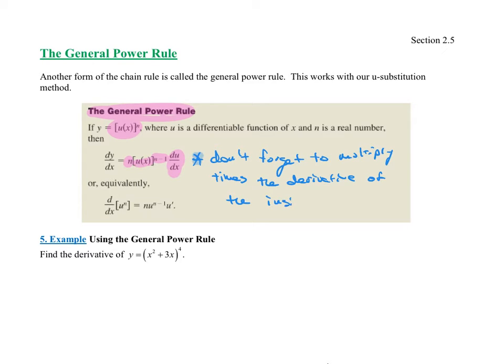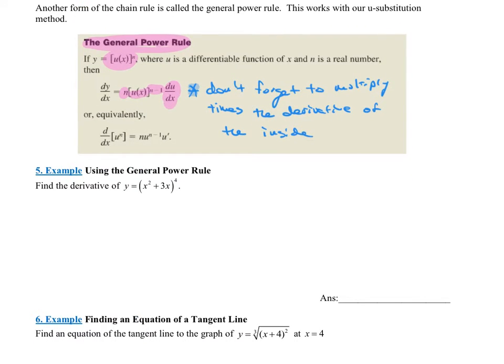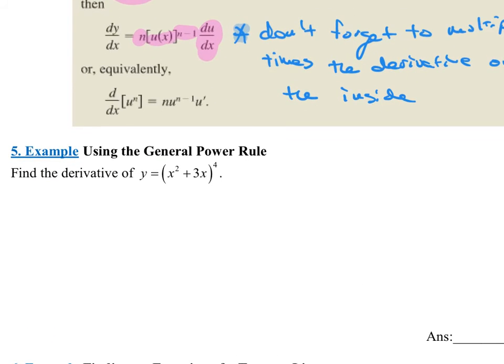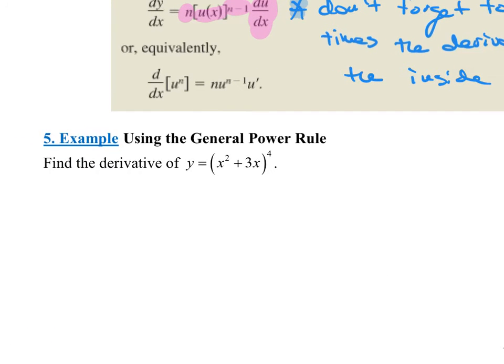So let me write that out here. Don't forget to multiply times the derivative of the inside. Very important that you don't forget to multiply times the derivative of the inside. So again, I'm just going to start using the general power rule notation here. The general power rule truly is the chain rule. There's no difference here.